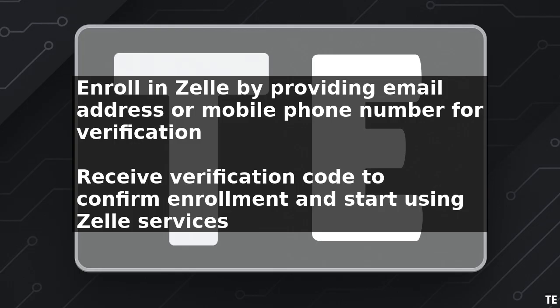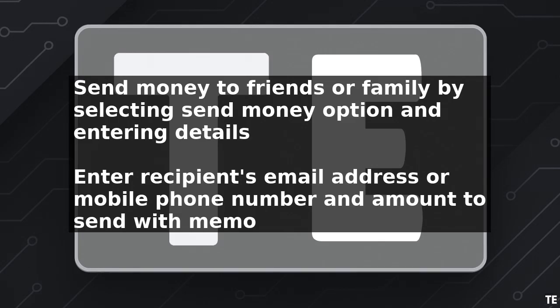You can also request money from others using Zelle. To do this, select the Request Money option and enter the sender's email address or mobile phone number. You will then need to enter the amount you are requesting and add a memo if you want to include a description of the request.